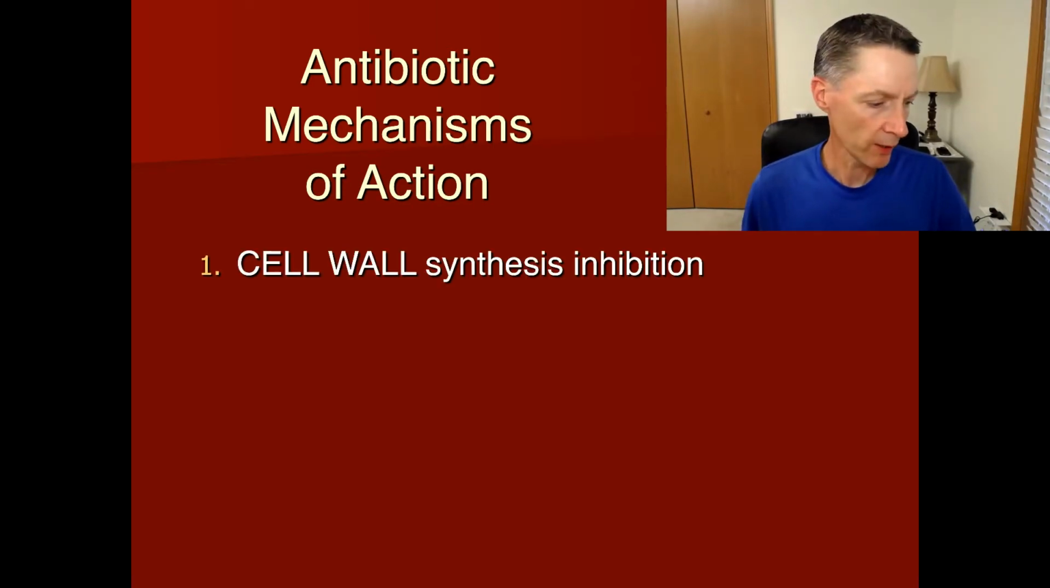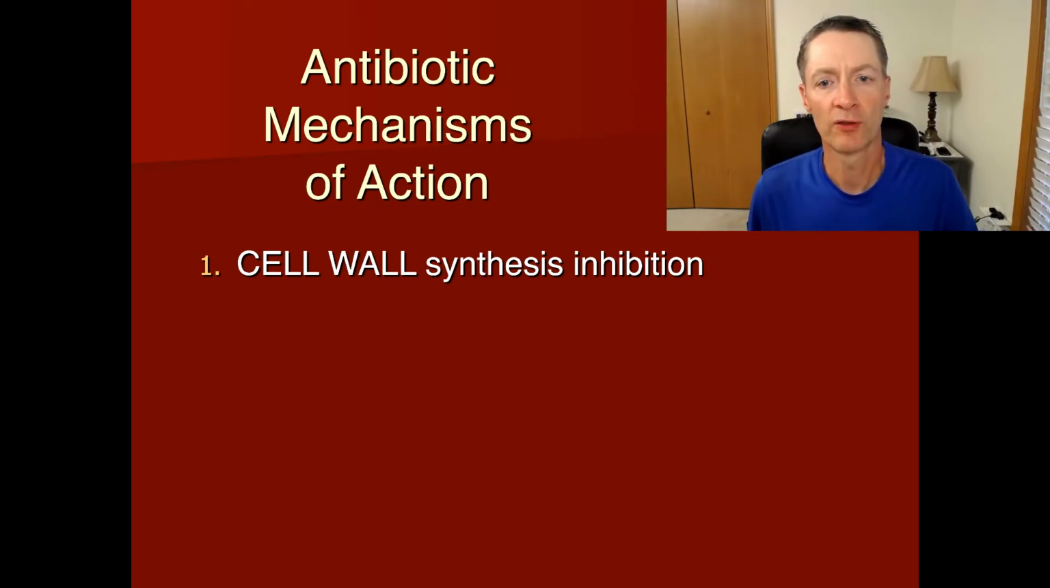Okay. First thing, cell wall synthesis inhibition. If I want something that is selective in its toxicity, the ideal characteristic of an antibiotic, then cell wall synthesis is a perfect choice, right? Because we don't have cell walls in human cells, or in eukaryotic cells that are animal cells. So this is a great thing to go after.